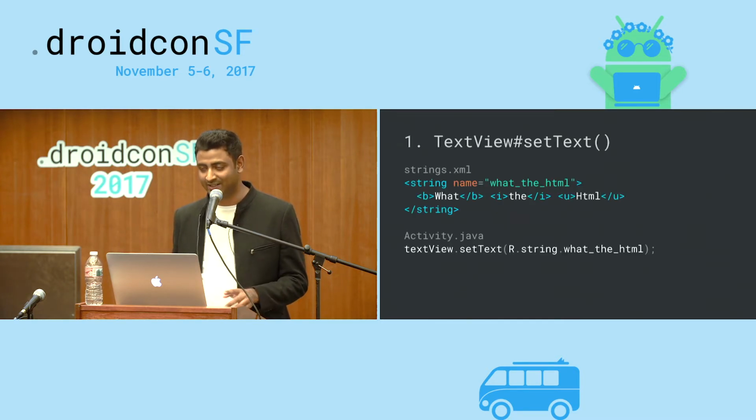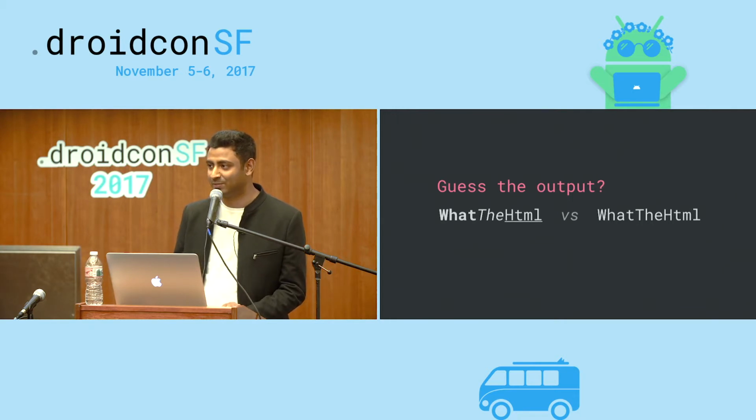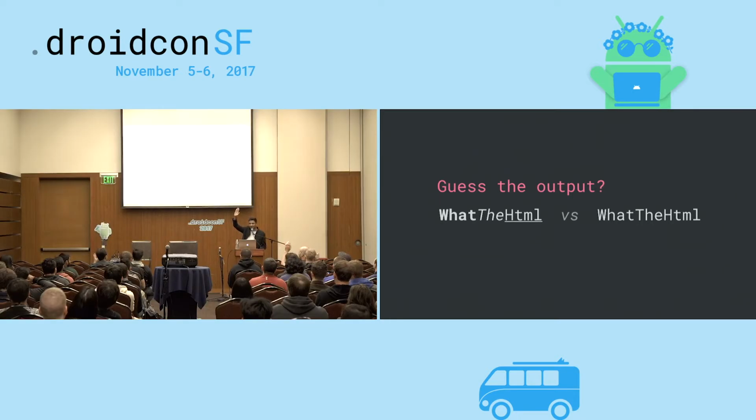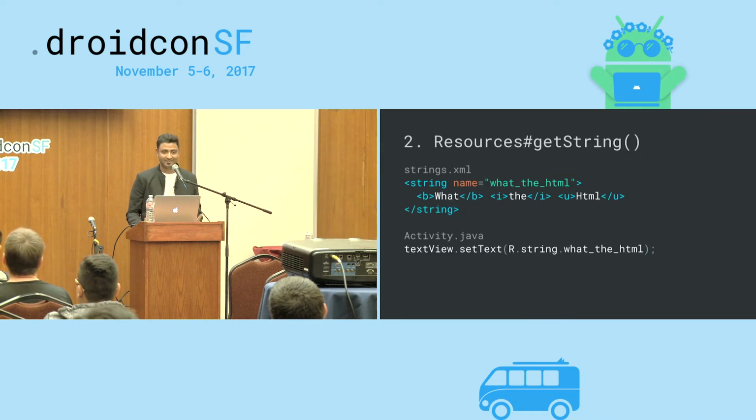Again, we have a string with HTML tags, and we are going to show it on a TextView by calling setText on it. Okay, so show of hands for people who think that the left output is the correct one. Show of hands, please. Okay, and hands for the right option. Oh, that's a lot. Okay, the left option is the correct one. The HTML tags do show up.